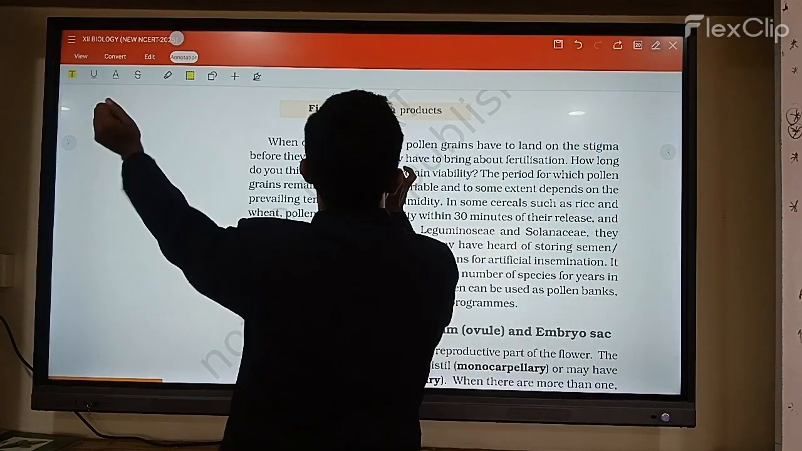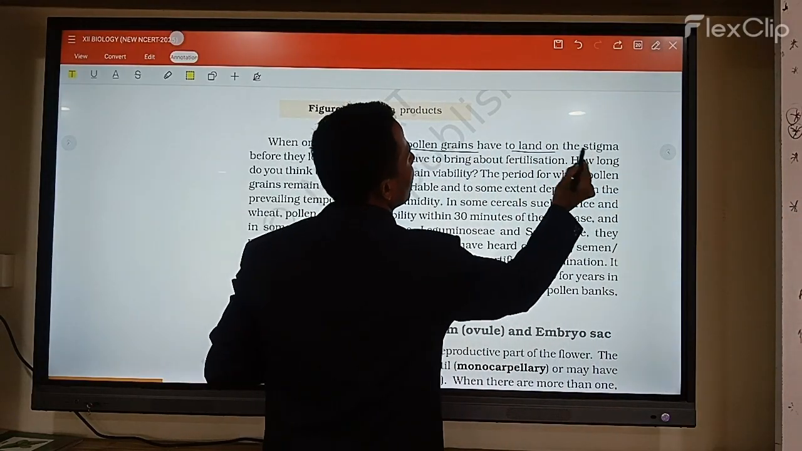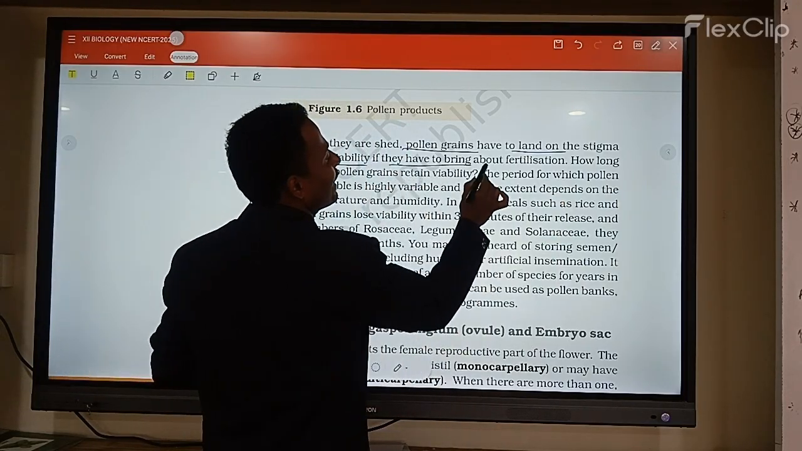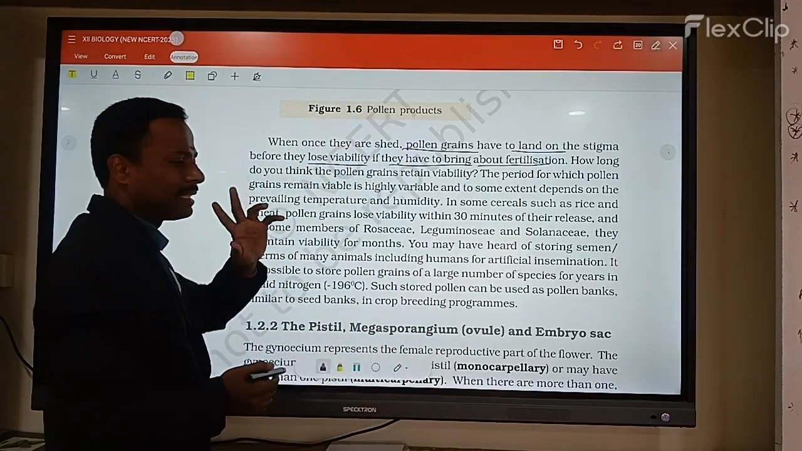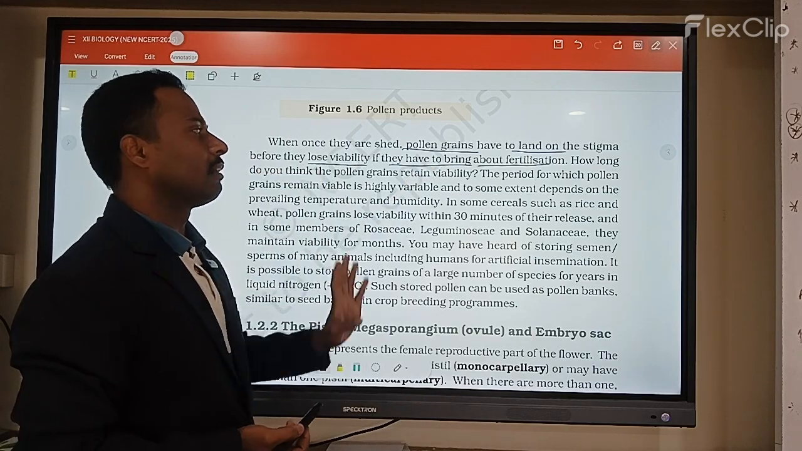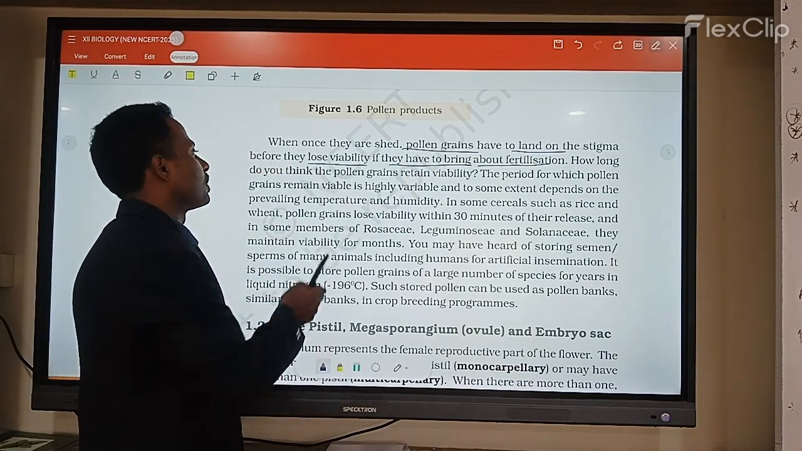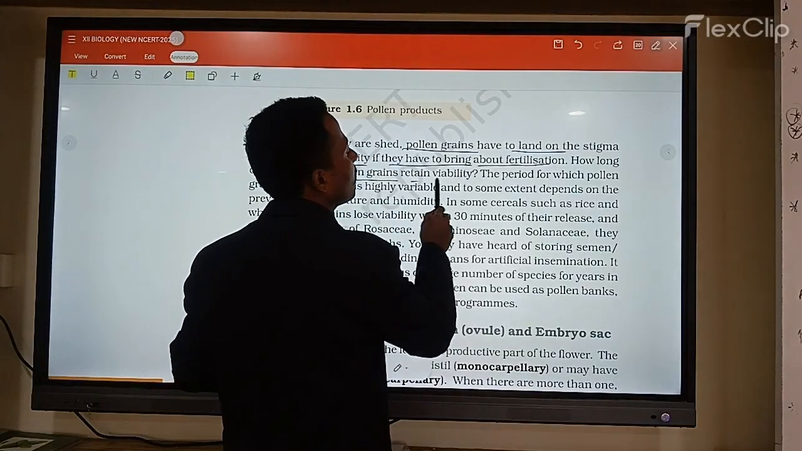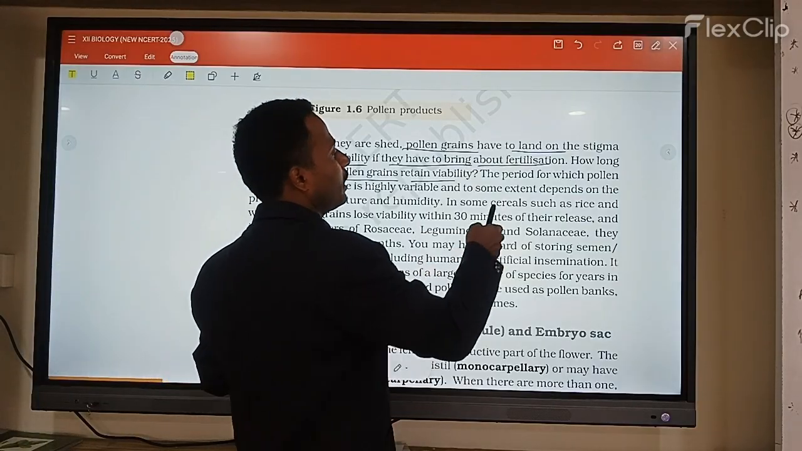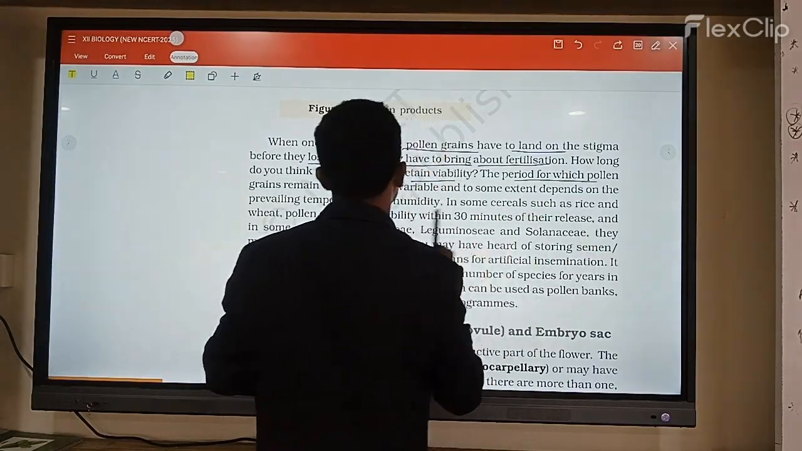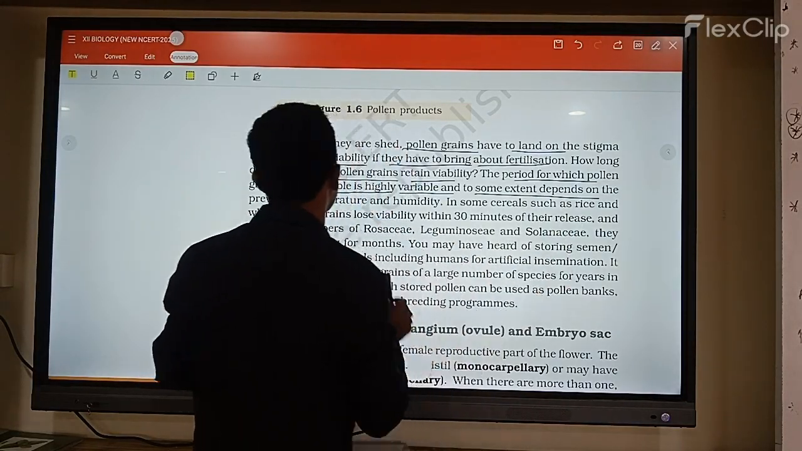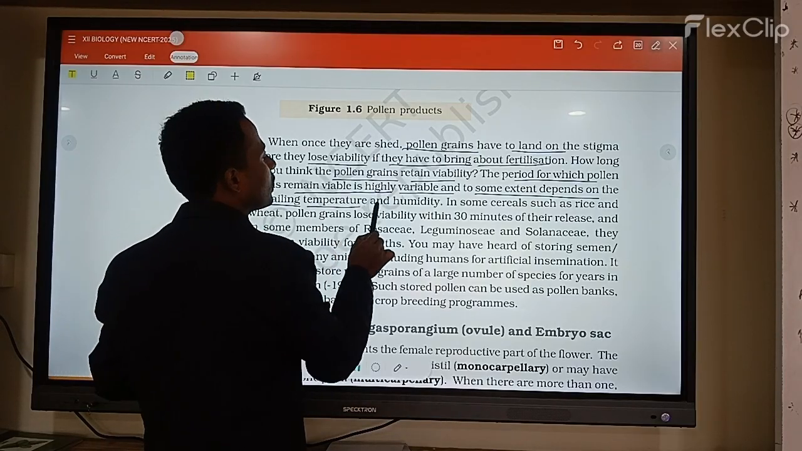Once the pollen grain is released and lands on the stigma, before it loses its viability it brings about fertilization. So once the pollen grains are released, if they do not reach the stigma they lose their viability. How long do you think pollen grains retain their viability? The period for which pollen grains remain viable varies, and to some extent depends on the prevailing temperature and humidity.